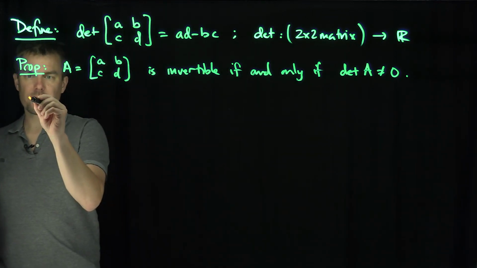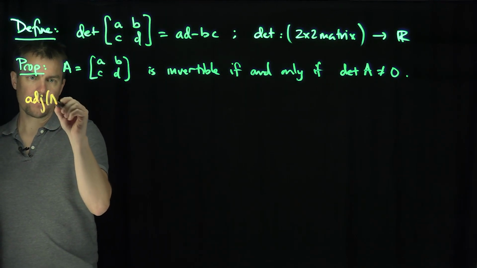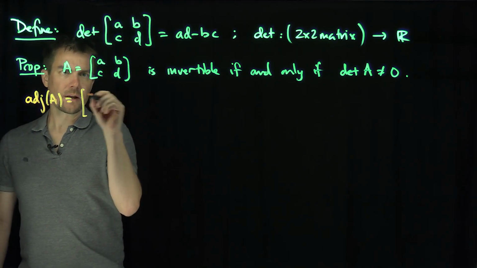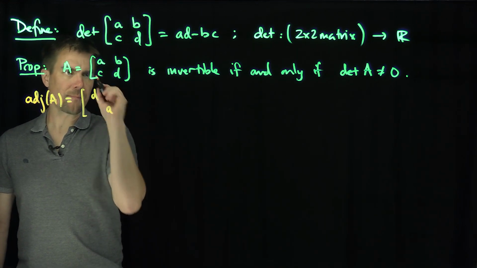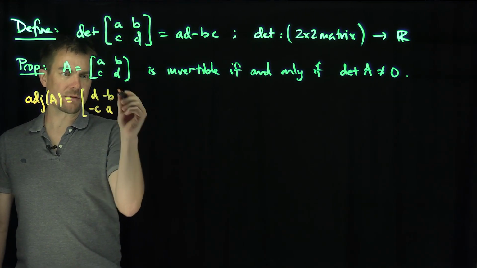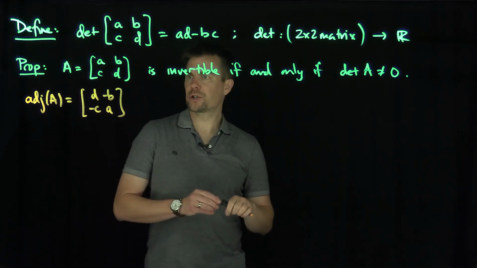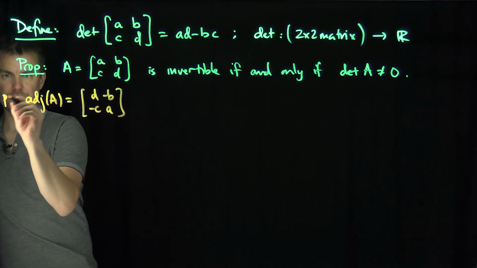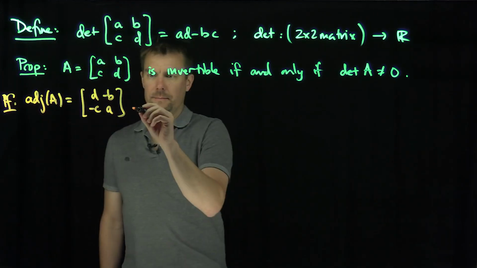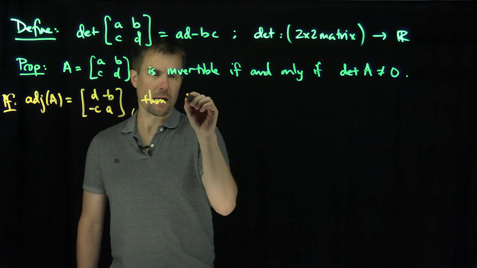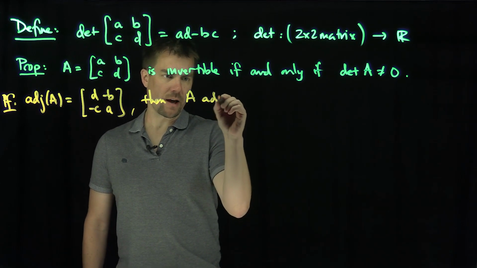matrix. So what I'm going to do is define adjugate of A to be D, A, and then negative B, negative C. This is a matrix. And now let's check. So here's our proof, this is a proof of our proposition. Then A times adjugate of A.